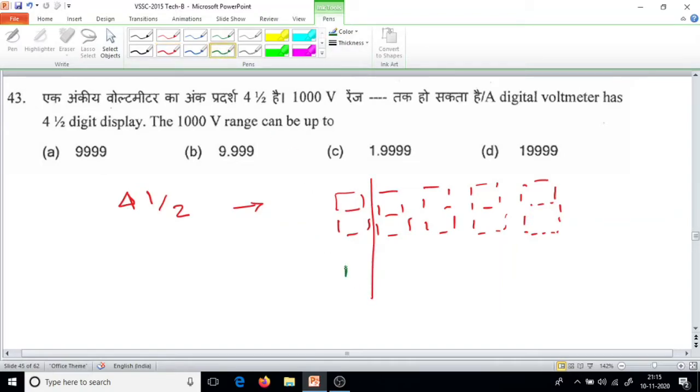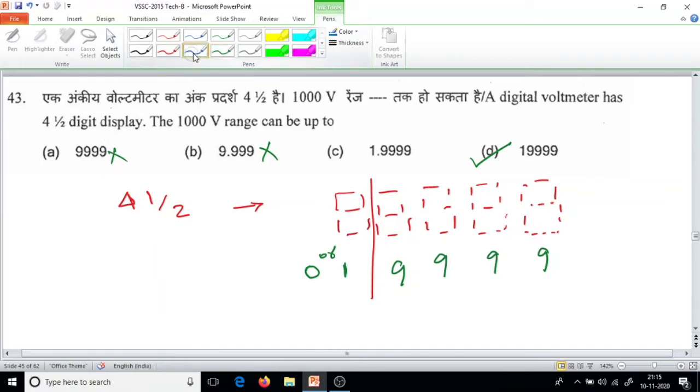The MSB can toggle 0 or 1, it will always be 0 or 1, and the other digits can go up to 9, 9, 9, 9. So whenever a half digit is attached, there should be 1 in the MSB. So this is not the option, this is also not the option. We are left with these two. The better option is 1 9 9 9 9, so the answer is option D.